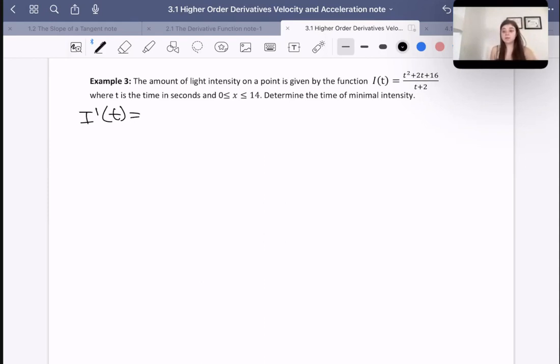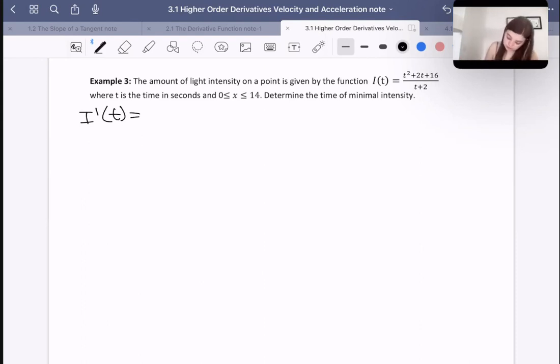And to do that, we're going to use the quotient rule. If you're unfamiliar with how to find the derivative of a quotient, make sure you go review the quotient rule video. But basically, the quotient rule is the derivative of the top times the bottom, minus the top times the derivative of the bottom, over the bottom squared.